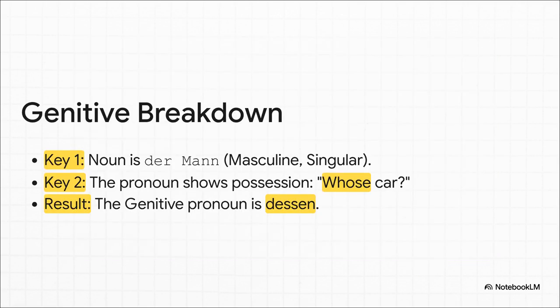So let's do it one last time. We know our noun is masculine and singular. Now what's its job inside the new clause? Well, it's showing that the car belongs to the man. It answers the question, whose car is it? That is the job of the genitive case. And for a masculine noun, that pronoun is dessen. You see, the system works. You figure out the job, you know the case.